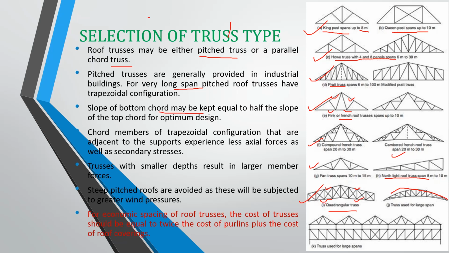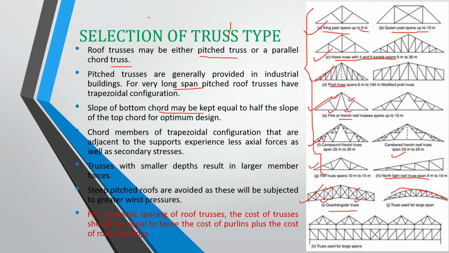It is generally seen that if you look here, for all of these trusses, the bottom chord has no slope, it is just horizontal. But if we have a large span, then the slope of the bottom chord can be made greater than 0 degrees and kept equal to half the slope of the top chord for optimum design.